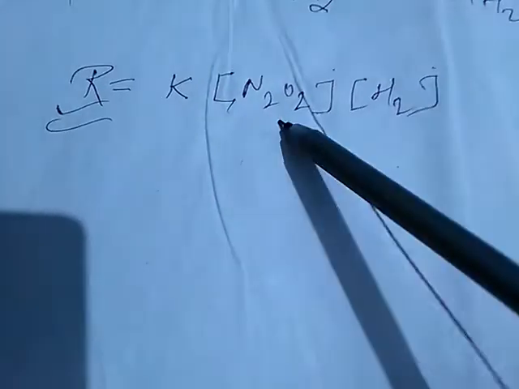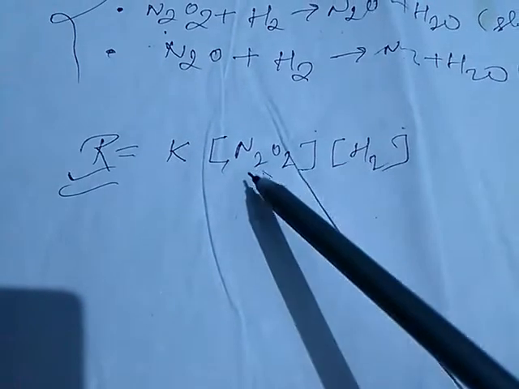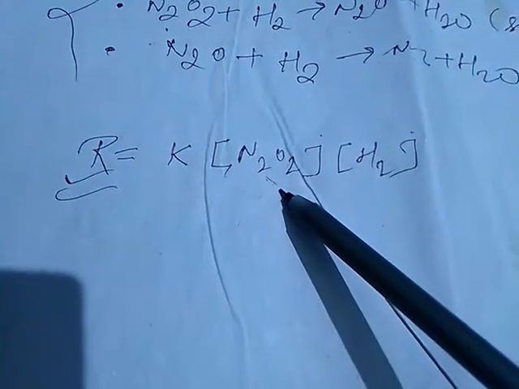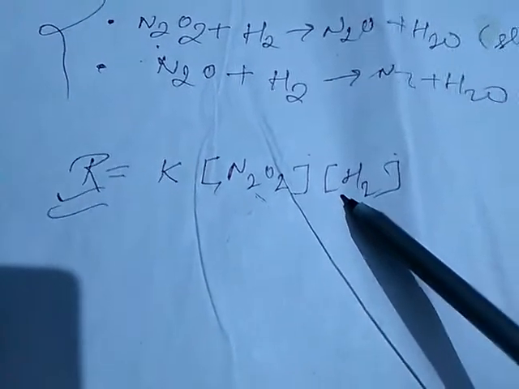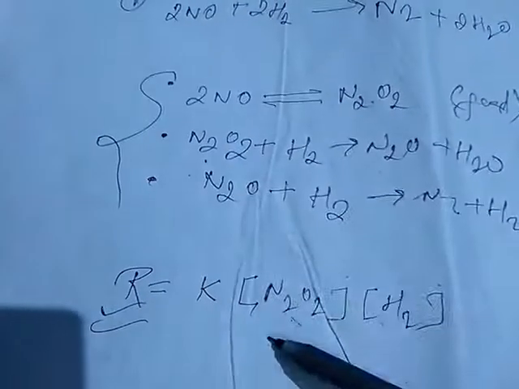Now let's note one thing over here. The rate law which I have written with the help of this slow step, the concentration of the reactant which I have mentioned in this rate law, this reactant is not present in the main equation. Let's go toward that main equation. This is the main equation. In this main equation, in reactant side, N2O2 is not present. N2O2 is not present in this main reaction.